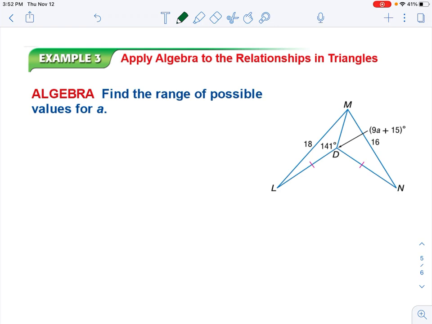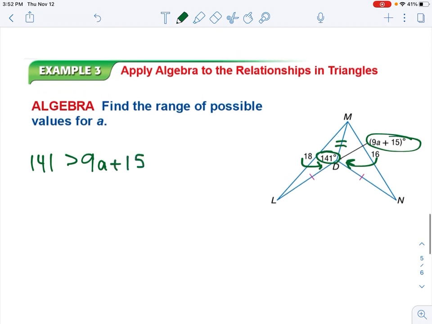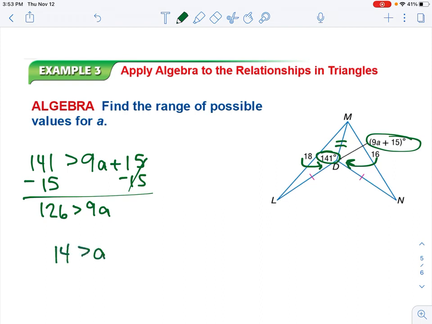Now we can also find a range, similar to what we did in 5.5, of values for A. So what we first want to do is figure out if 141 is greater than or less than 9A plus 15. Now, if we look, the opposite side of 141 is 18 long. The opposite side of 9A plus 15 is 16 long, which means 141 is greater than 9A plus 15. And then we can go ahead and solve. So 14 should be greater than A. So we have that bound, but we need a second one.